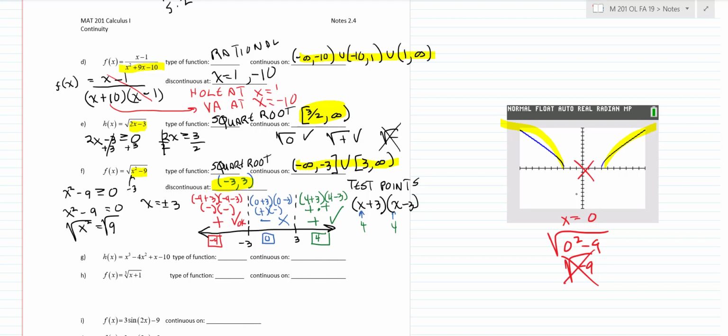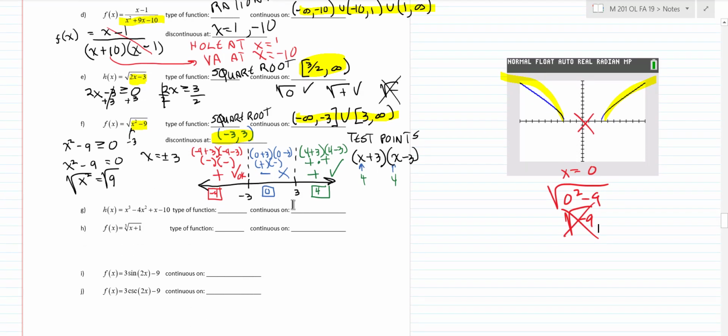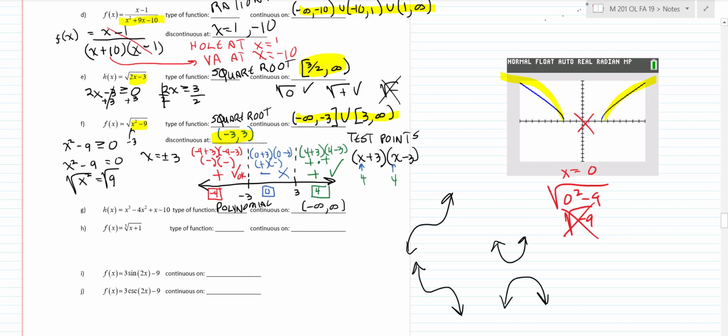So again, with a square root function, the whole idea is figuring out where the expression underneath the square root symbol is 0 or bigger. That's the idea. Okay, so let's see. Next thing here, this is a polynomial. And this one's real easy, okay? With polynomials, you just have to remember what polynomial graphs look like. They look like that. They look like this, this, or this. Where are they continuous? Exactly, everywhere.